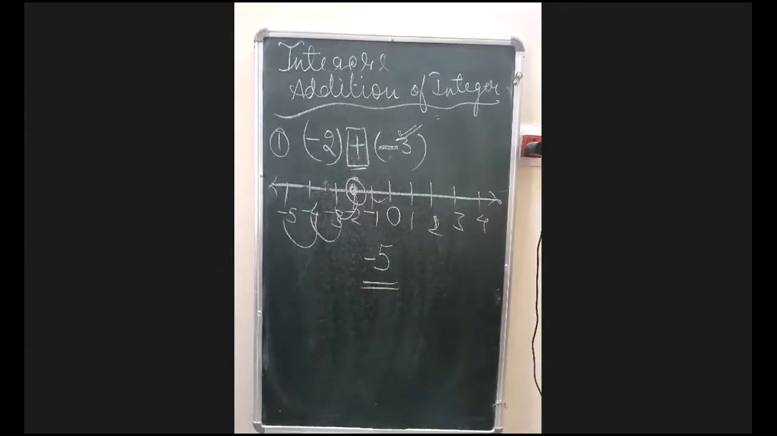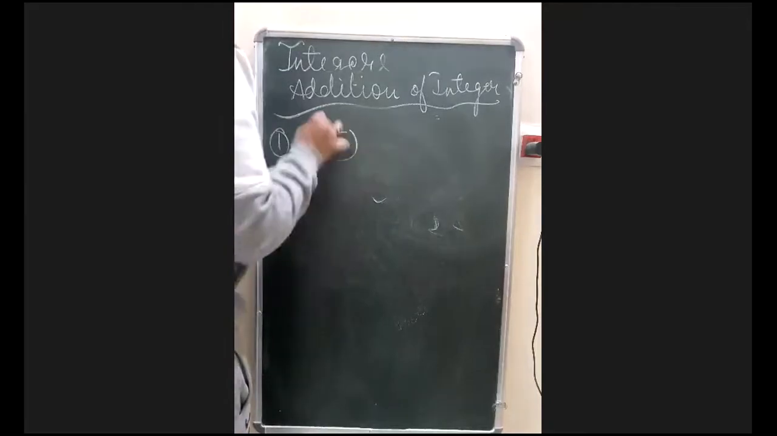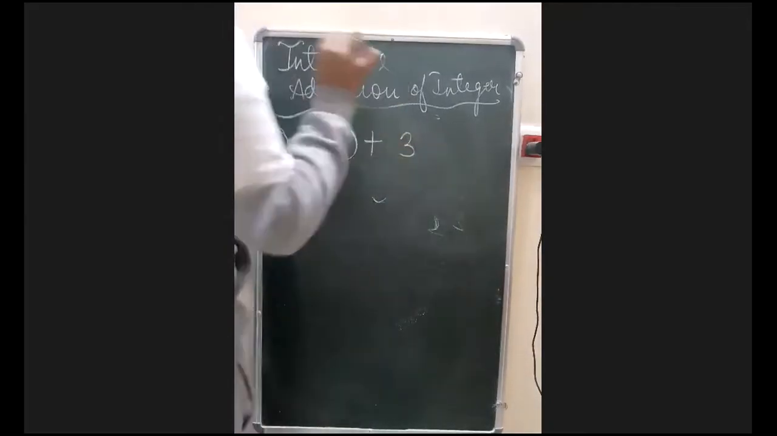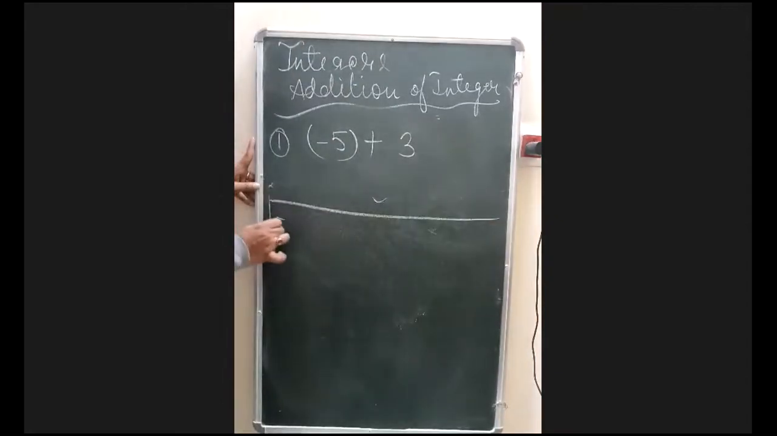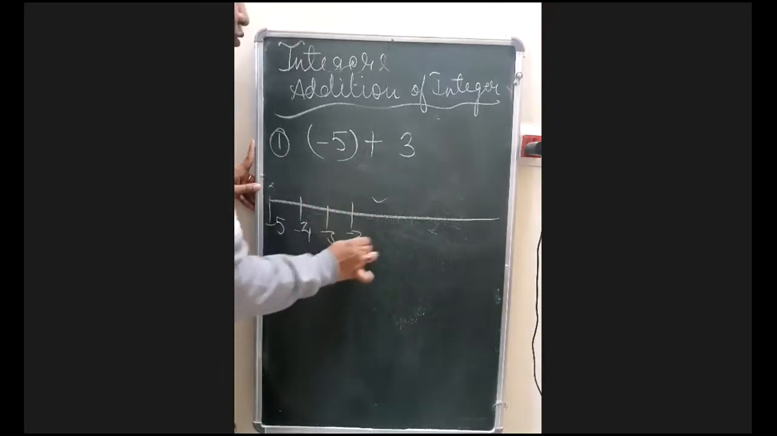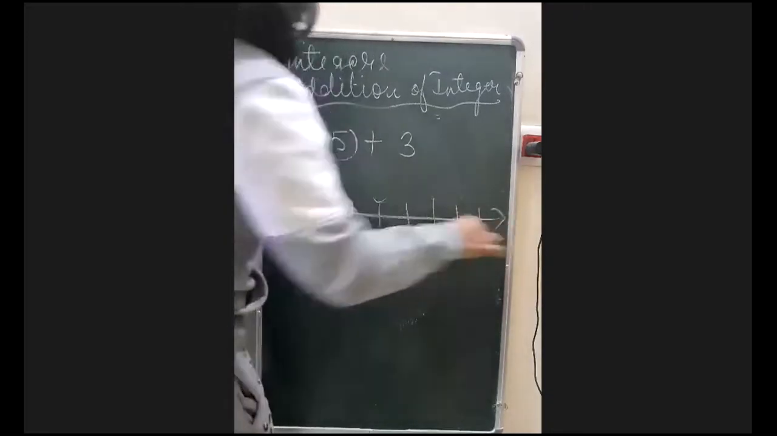Remember, when we do addition or subtraction, we just walk along with the units. As many numbers as are written there, that many units we shift. For example, if your question was -5 plus 3, again you will do the same thing: you will have -5 here, then -4, -3, -2, -1, 0, 1, 2 and 3. Suppose this is our number line.